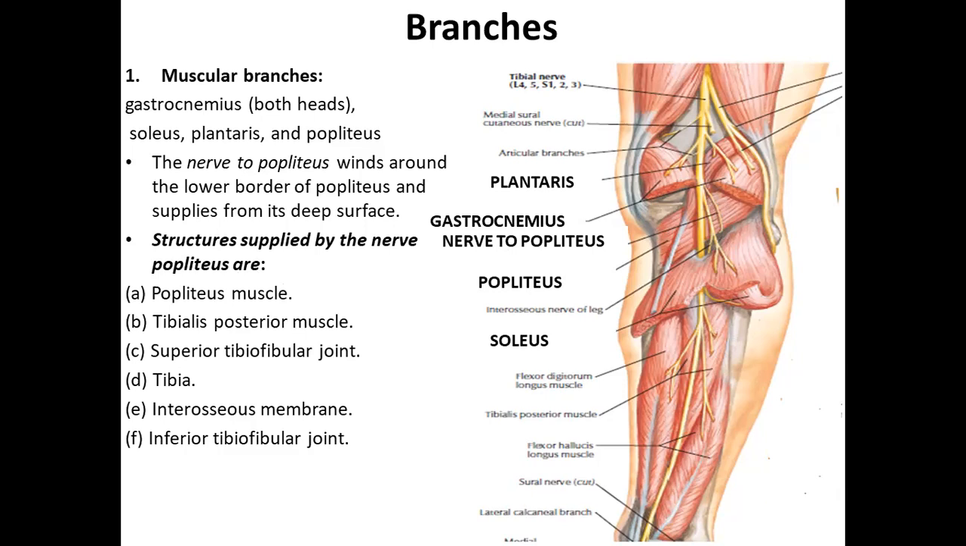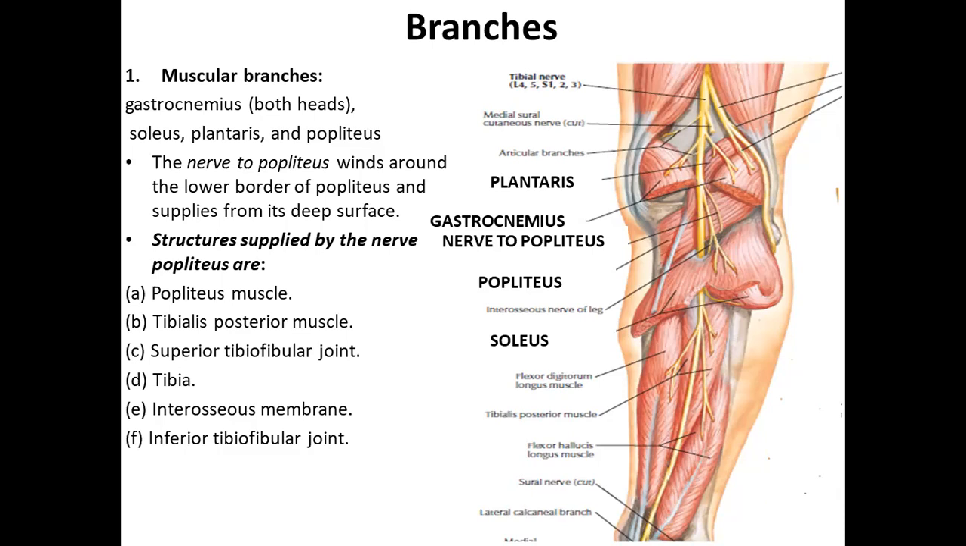And what are these structures, which is asked in your viva? These structures are the popliteus muscle, the tibialis posterior muscle, the superior tibiofibular joint, the tibia, the inferior tibiofibular joint, and the interosseous membrane. So you can remember it like this: it supplies this muscle, in addition it supplies tibialis posterior, and besides that, whom does it supply? It supplies the tibia, and the tibia's three joints: the superior tibiofibular, the interosseous membrane, and the inferior tibiofibular.